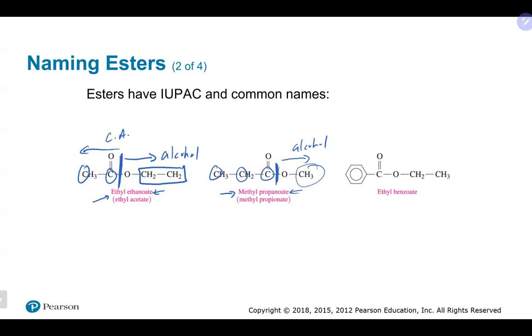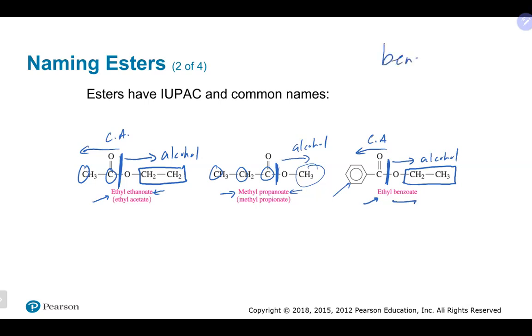In this case here, right about there, heading this way is our alcohol part, which is a group. So that is two carbons, which is ethyl. Heading this way is our carboxylic acid group. And that actually is a benzene ring, which means it's really benzoic acid, which is where it becomes benzoate. So that is ethyl benzoate.